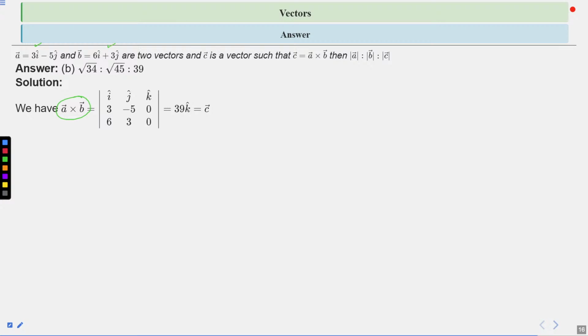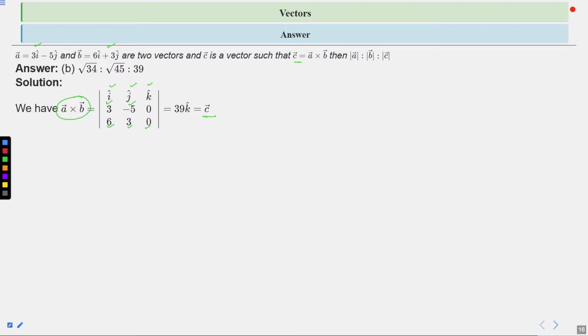Now take the cross product using the determinant method. According to the determinant method, I cap, j cap, k cap are the directions along their respective axes, and A vector is 3, minus 5, then along k cap is 0, so that's why 0. B vector is 6 I cap plus 3 j cap, so 6, 3 and 0. Taking the cross product, you will get 39 k cap.